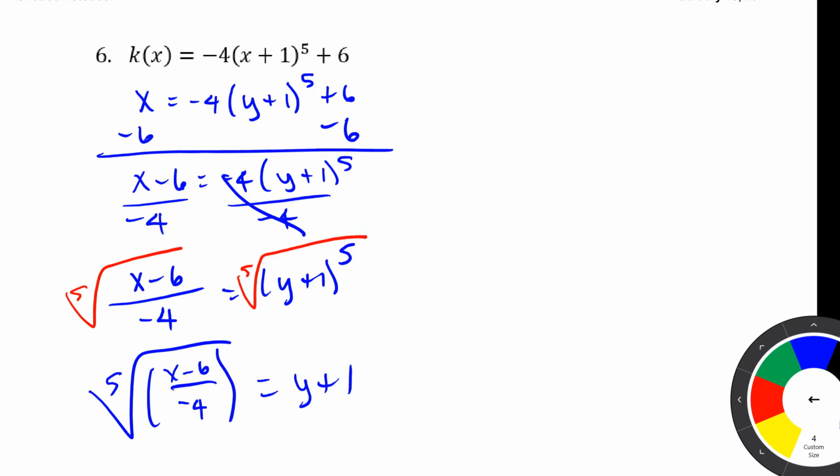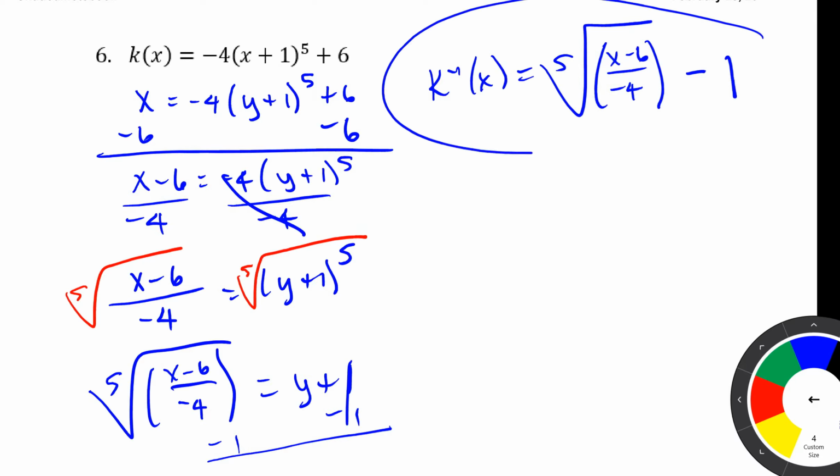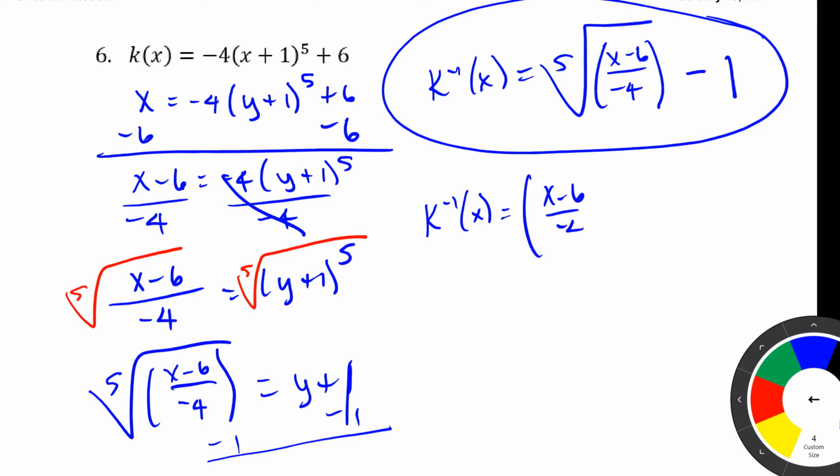Still not done because I want to move the y to the other side, so it's the 1 to the other side. So I'd subtract by 1, and now I have g inverse of x equals the 5th root of x minus 6 over negative 4 minus 1. Now that's one possible answer. The other answer would be if you had used the fractional exponents, you would get this x minus 6 over negative 4 to the 1/5 power minus 1. They mean the same exact thing.